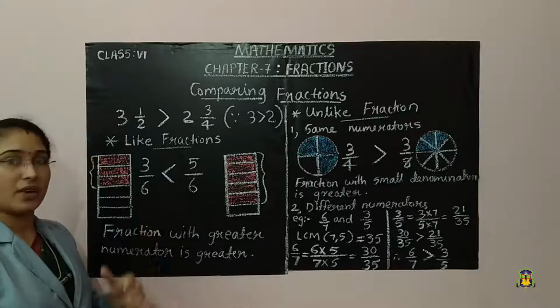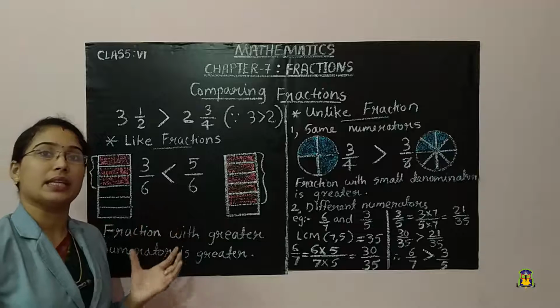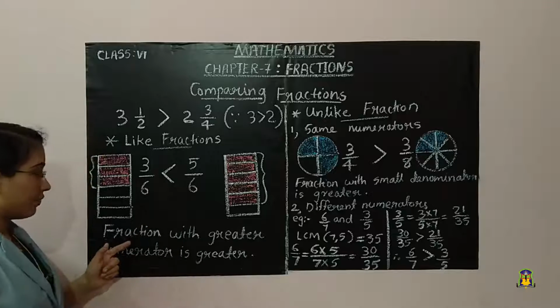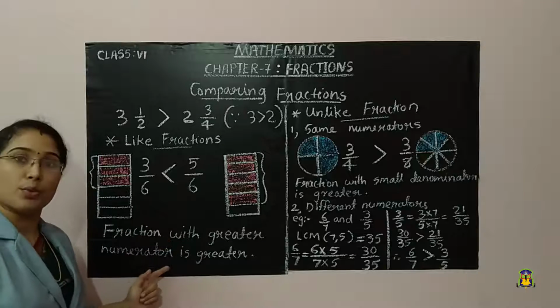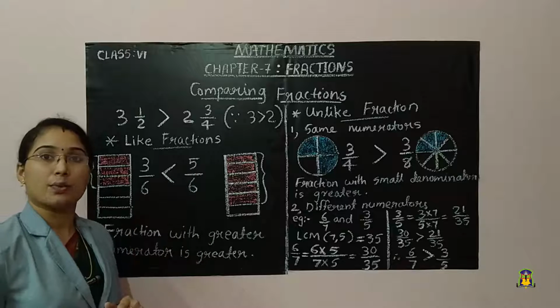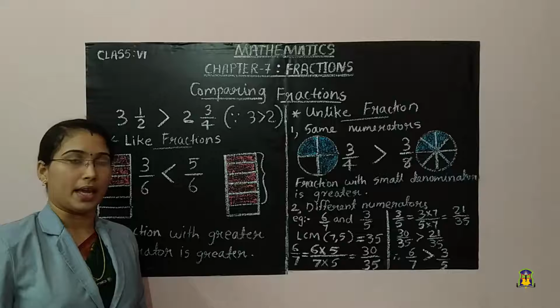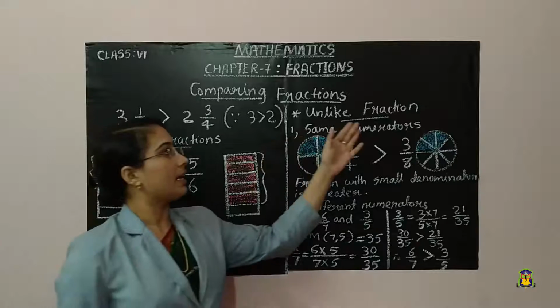So in like fractions the denominators are always the same. That time we want to check only the numerators. The fraction with the greater numerator is always the greater fraction. Okay, then let us move to unlike fractions.